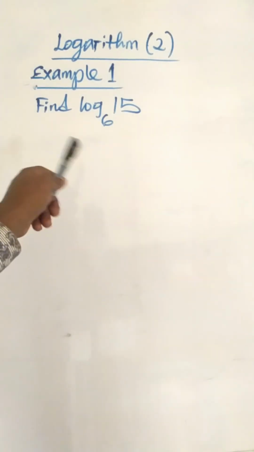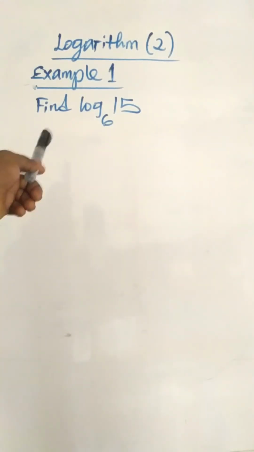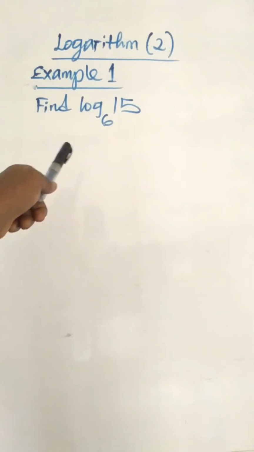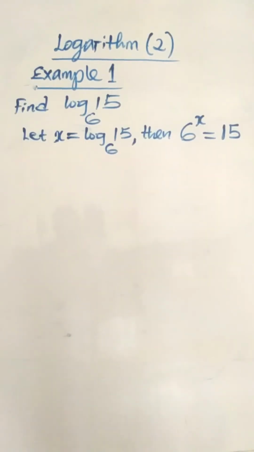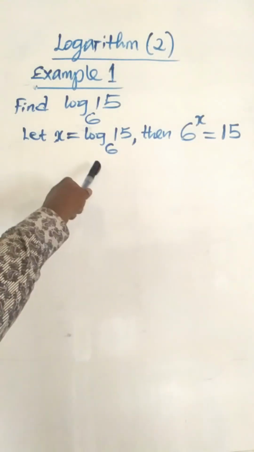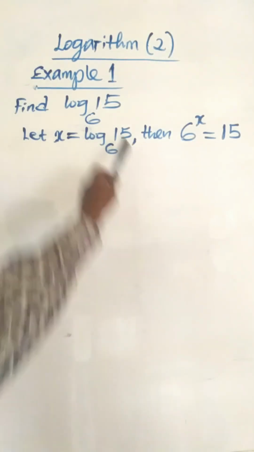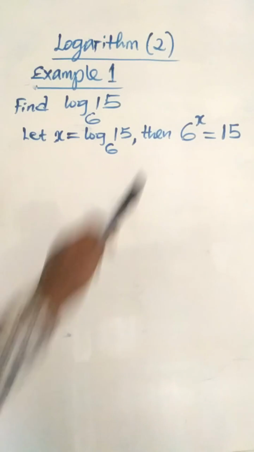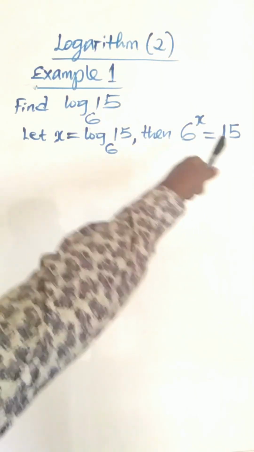Example 1, find log 15 base 6. So we can represent log 15 base 6 as x. Remember the system of changing the logarithmic to index form. If x equals log 15 to base 6, then 6 raised by x is equal to 15. Now the next step is to take common logarithm of both sides.